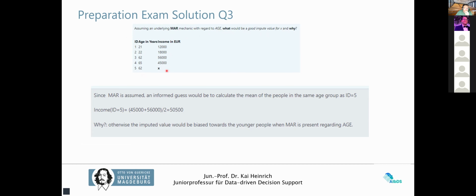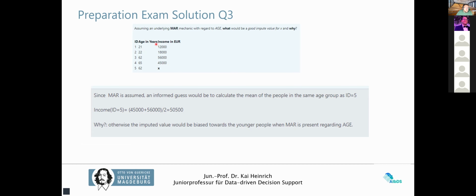And now, since MAR is assumed, an informed guess would be to calculate the mean of the people in the same age group as ID5. So the thing that you have to detect here is that we have MAR, so that the height of the income value could depend on age, right? So it will depend on age since it's the only other variable in here.